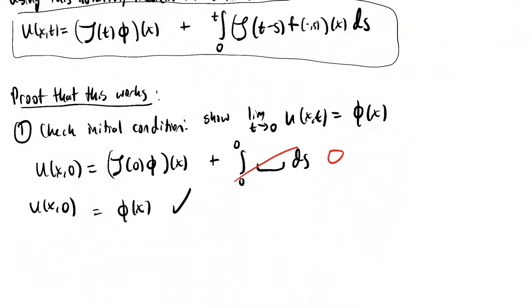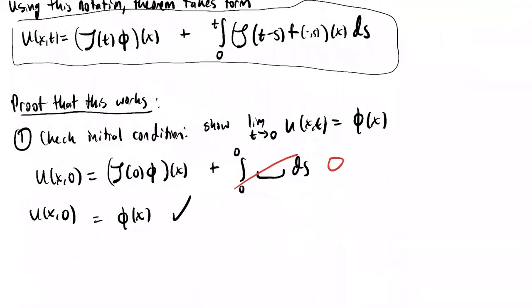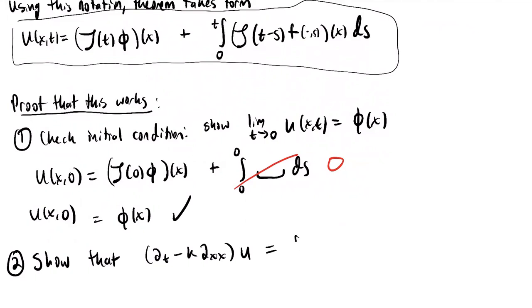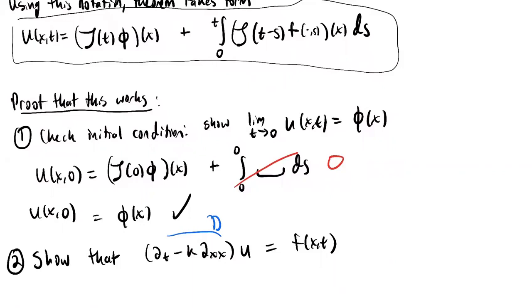Right. And so now the second thing we need to do is show that it's actually a solution to the diffusion equation, the non-homogeneous equation. So I want to show that if I take time derivative minus k times second order x derivative applied to this formula, that I get f of x,t. Remember, I called this differential operator, the diffusion equation operator, say, capital D. And so we want to show that if I apply D to u, I get f of x,t.